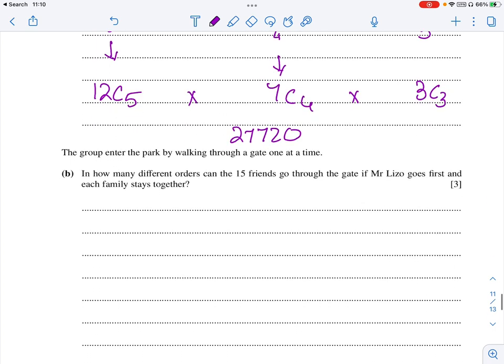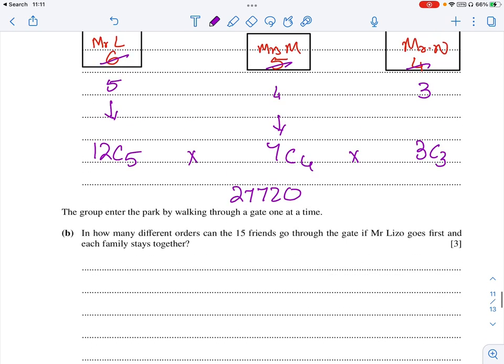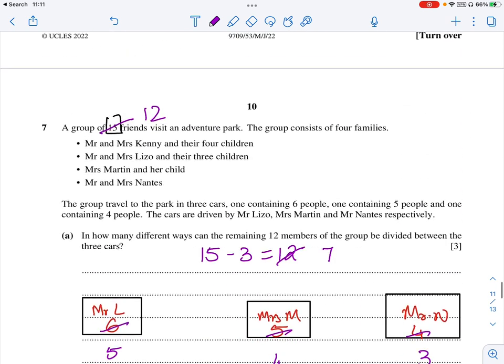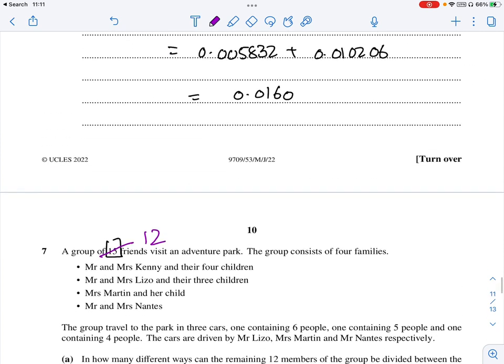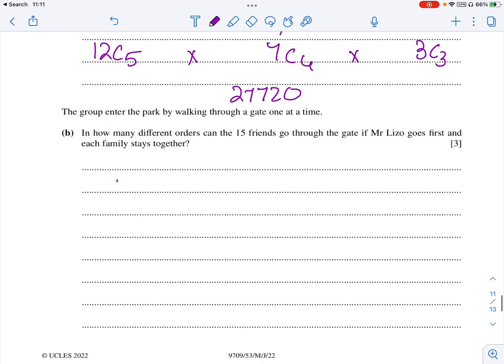The group enter the park by walking through a gate one at a time. In how many different orders can the 15 friends go through the gate if Mr. Lizzo goes first and each family stays together? Mr. Lizzo is going first. Mr. Lizzo's family is nothing but how much? Mr. Lizzo is going first and there are a total of 3 children and Mrs. Lizzo, so 4 people. So for Lizzo's family, it is 4 factorial.